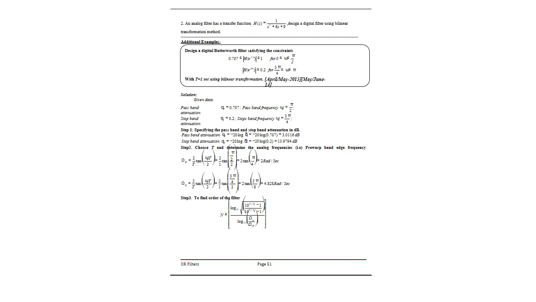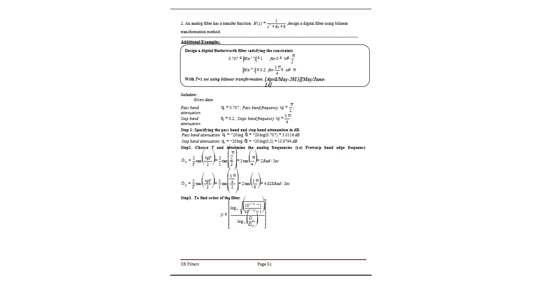Next is additional examples, that is, design the digital Butterworth filter satisfying the constraints: 0.707 less than or equal to modulus H of e power j omega less than or equal to 1 for 0 less than or equal to omega less than or equal to pi by 2, and modulus of H of e power j omega less than or equal to 0.2 for 3 pi by 4 less than or equal to omega less than or equal to pi, with T equal to 1 second, once again using the bilinear transformation.